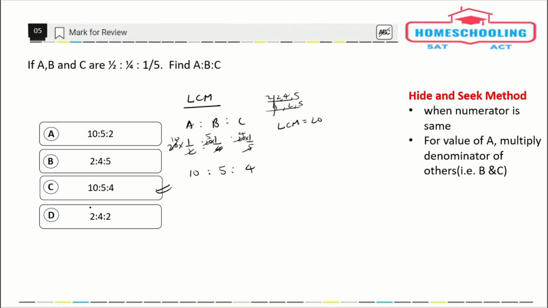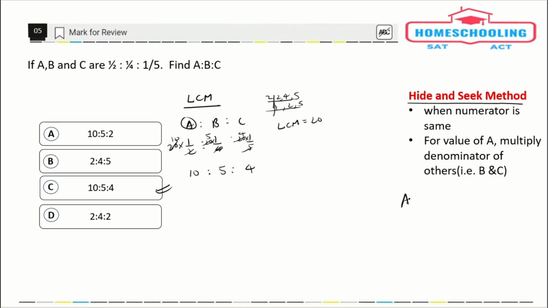Now let me show you one more method to solve these types of questions, which we call the hide and seek method, where we have to hide one of the variables and take the values of the other two. Let me show how we can do it. The first condition is that the numerators are the same. As we can see, 1 by 2, 1 by 4, 1 by 5, all the numerators are the same: 1, 1, 1. Only then can you apply this hide and seek method.